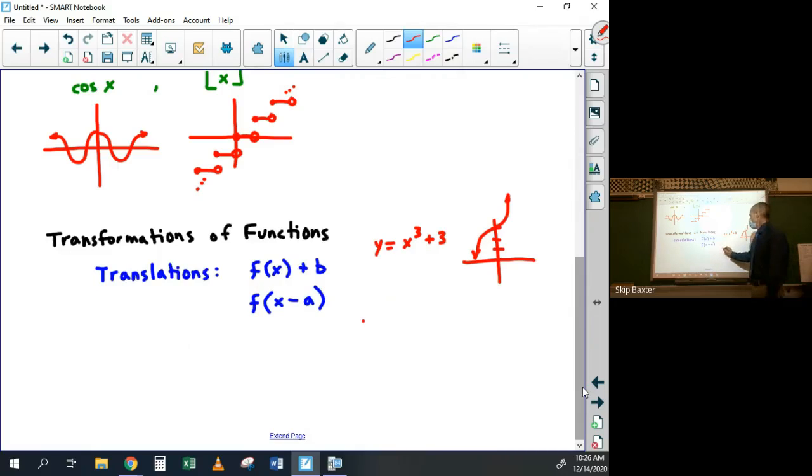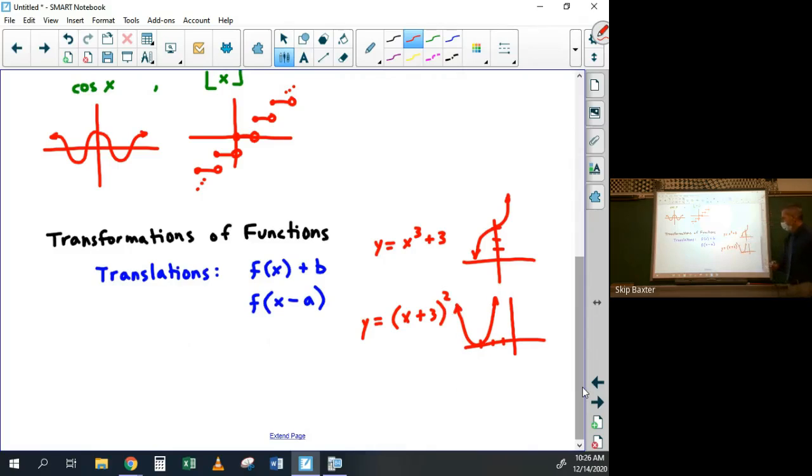But if it was something like x plus 3 squared, this is going to be 3 to the left, opposite of what you kind of expect it to be. So this is going to be 3 to the left, and it's going to be a parabola, x squared. Would that happen because whether you're adding or subtracting, you're still technically doing the other one? It just looks wrong because of the way that it's formatted.